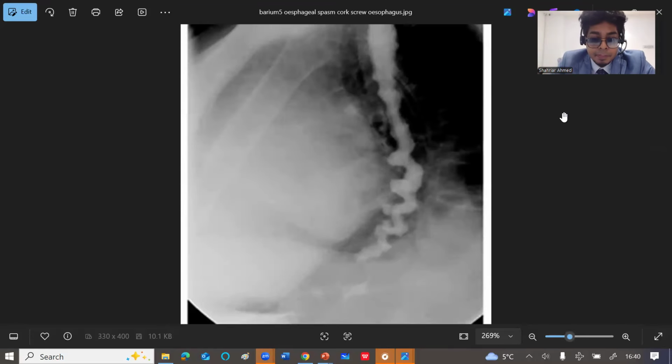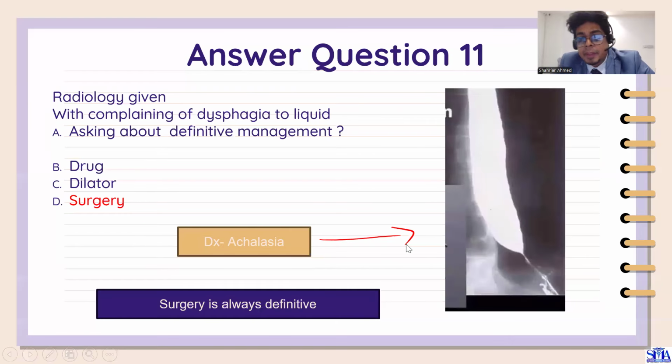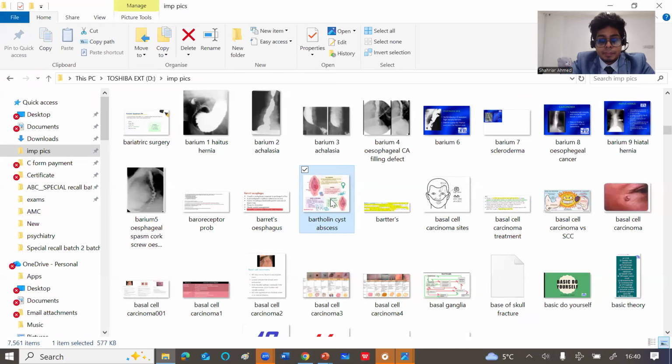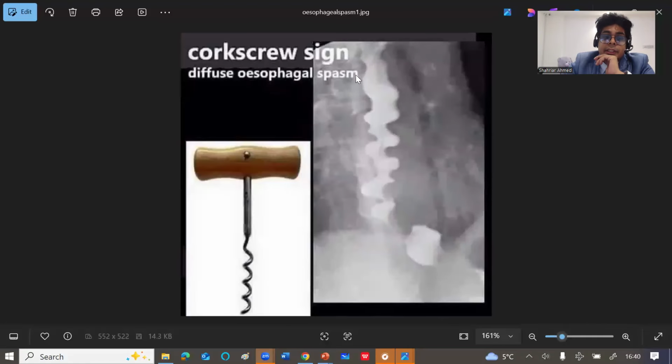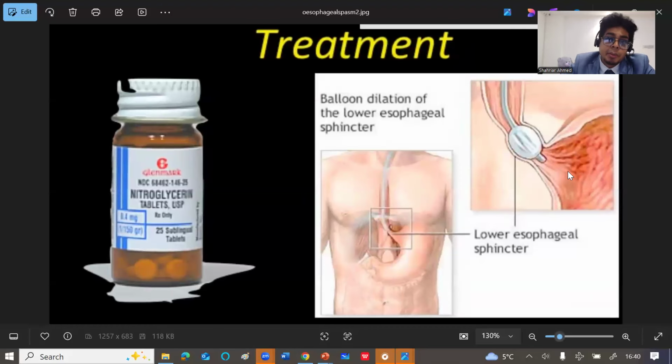Okay. So this one is corkscrew appearance. So this is going to be esophageal spasm. Tell me one thing quickly. If it's an esophageal spasm, what is your management for that? This is a classic esophageal spasm, corkscrew appearance. So management for that is a CCB, or calcium channel blocker, or nitroglycerin. Also, in some cases, dilatation you can do too, because some parts are constricted, so dilatation can be applied.